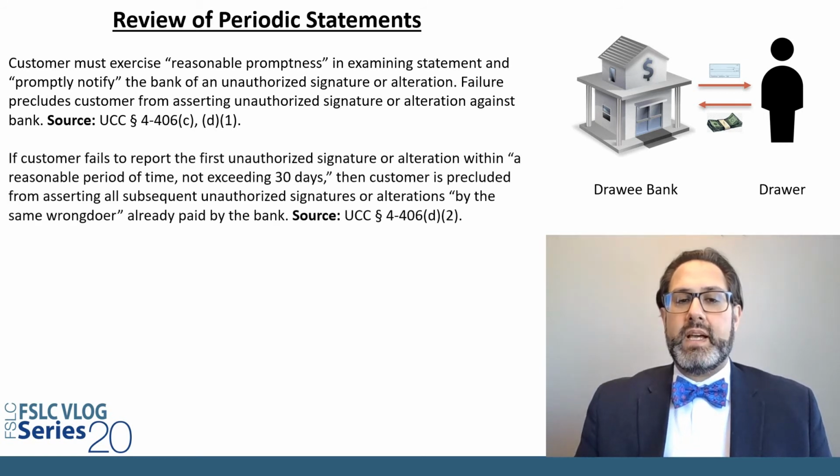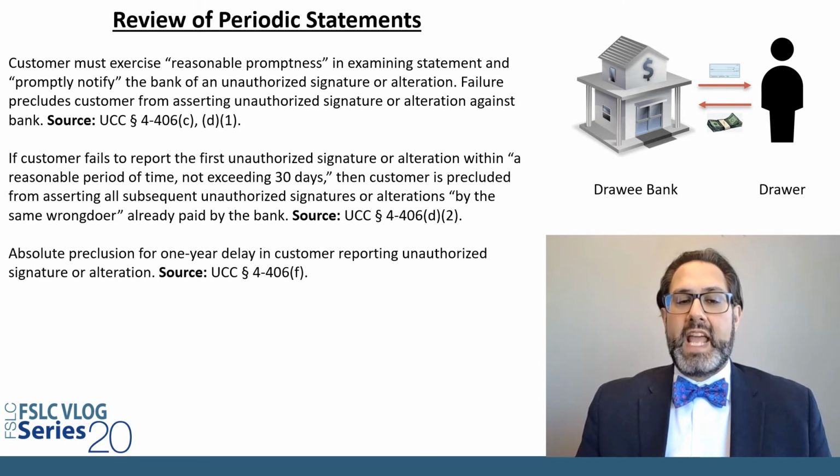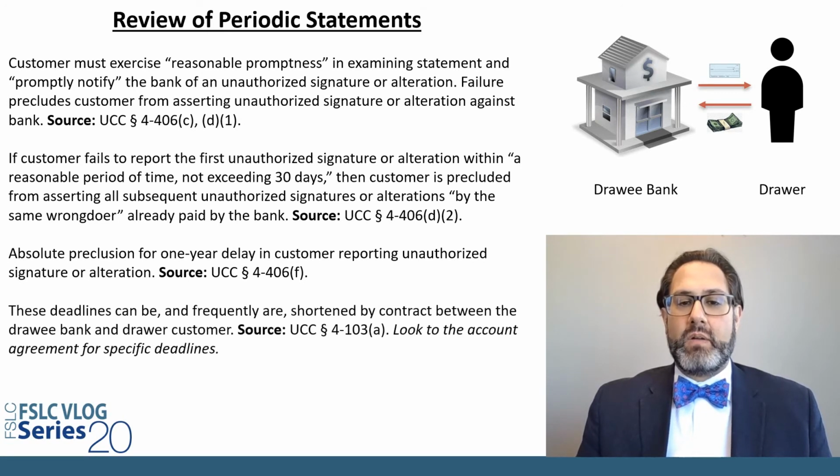The customer must report the first unauthorized signature within 30 days of receiving the statement that discloses the unauthorized signature, and there's an absolute preclusion for a 1-year delay. These are very generous timelines. It is now common for customers to be reporting check fraud before they even get the periodic statement because they're looking at their online account.